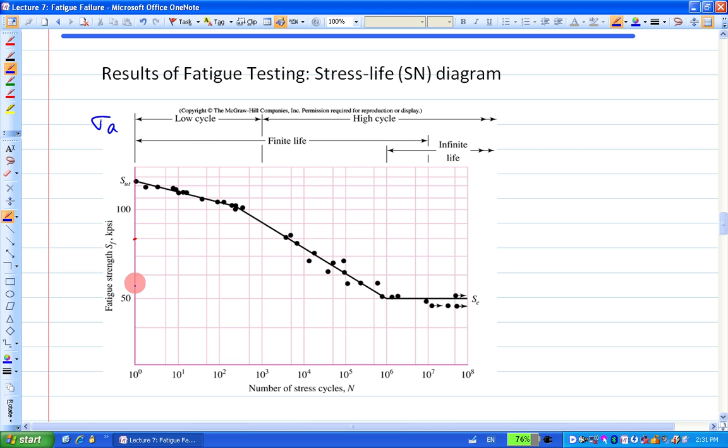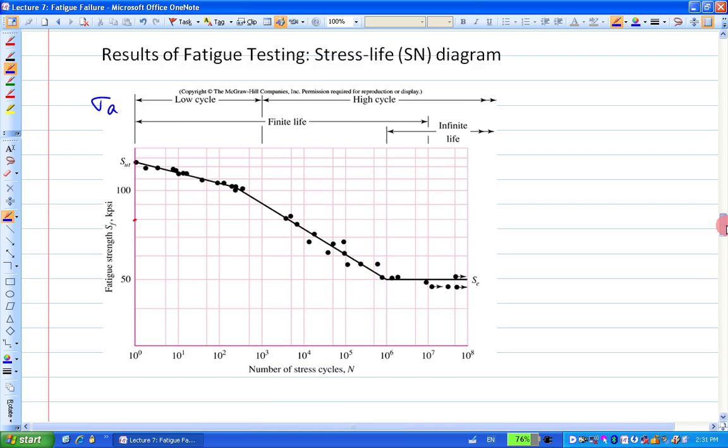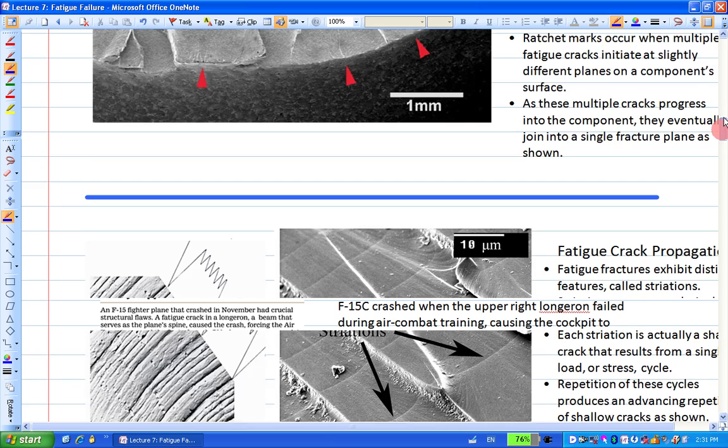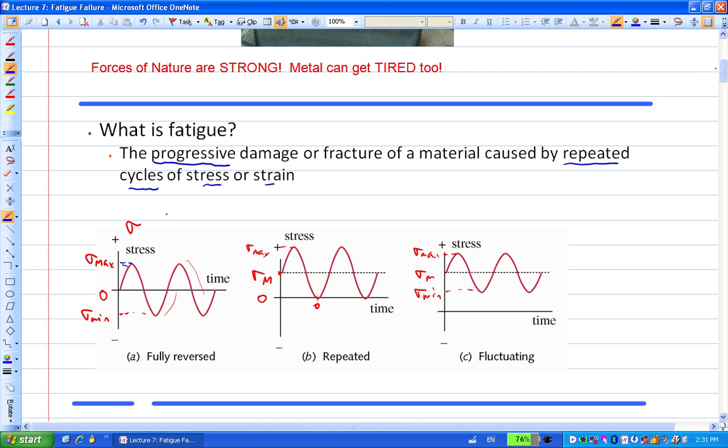What this axis is, is the stress. Remember, that's the stress that failed the part. So when the stress is Sut, apparently it's going to break, fracture. If you change the stress, you will have all of these values here. This sigma A here is the value of the amplitude. If I go back to my diagram, this is sigma A, the amplitude.